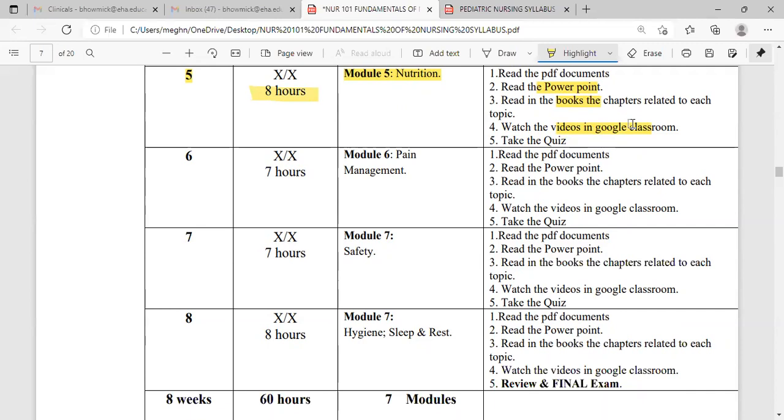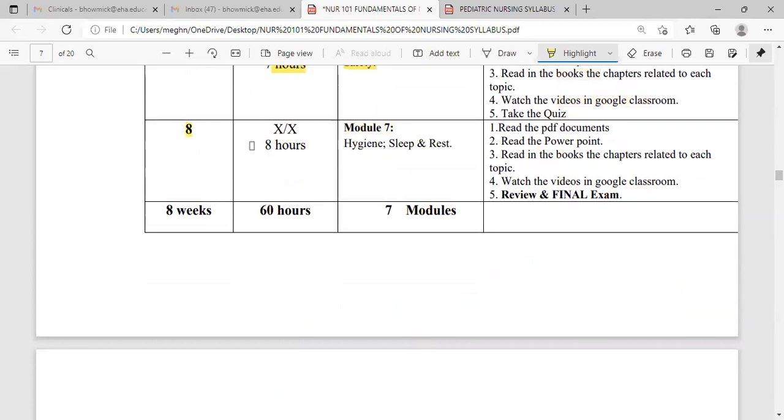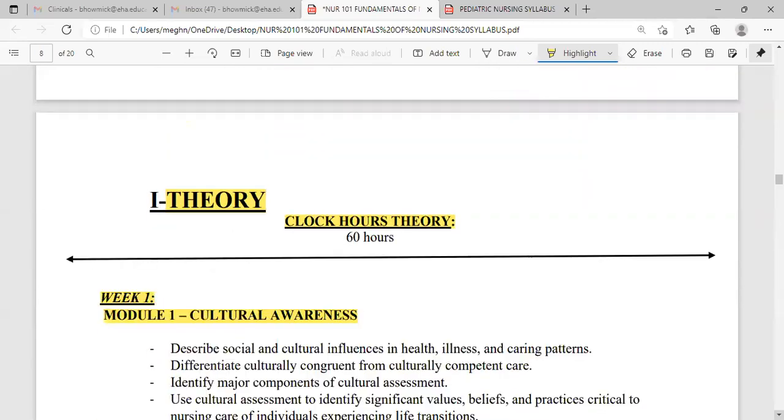So then week 6, 7 hours, it is module 6, pain management. Week 7, 7 hours, module 7, talk about safety. And next, week 8, it is 8 hours, about hygiene, sleep, and rest. And week 8 is altogether 16 hours, 7 modules, right?